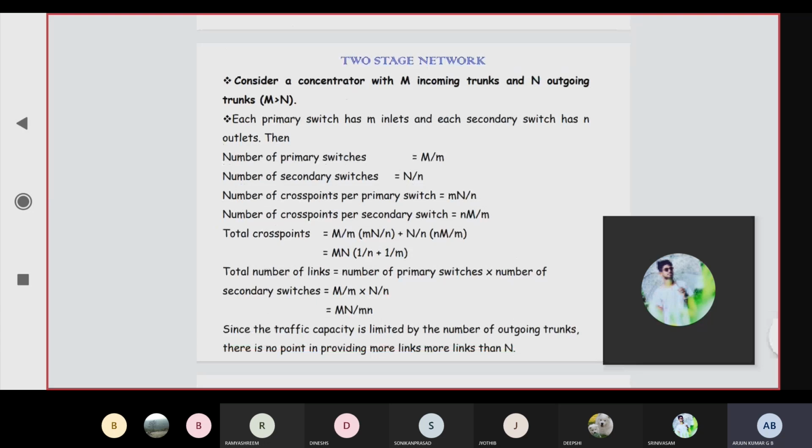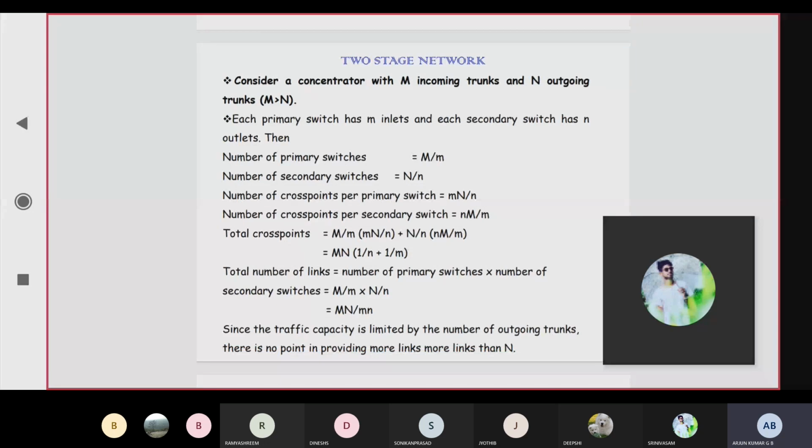Here we are considering two cases. Suppose the number of incoming lines m is greater than the number of outgoing lines. Consider a concentrator with m incoming trunks and n outgoing trunks, where m is greater than n. Each primary switch has m inlets and each secondary switch has n outlets. As in the previous case, the input and output inlets are both considered as n because of n incoming and n outgoing lines.